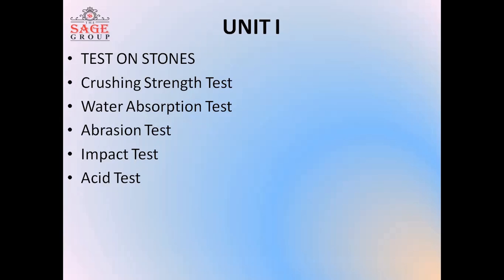The tests which we are going to study are, first, the crushing strength test, to find out the strength and the compactness of the stone. The water absorption test, to find how much percentage of water is absorbed by the stone. Then the abrasion test, to find out the wear and tear due to continuous impact and continuous contact action between the stone particles, or stones and other material. On the basis of this, we can decide whether a particular type of stone should be used on the pavement surface or not. Then the impact test and the acid test.